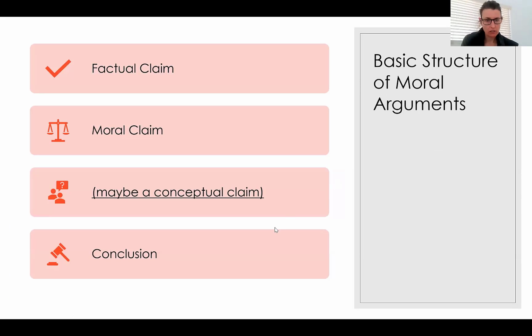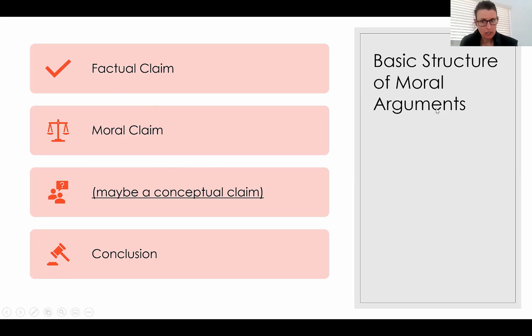Okay, so moral arguments often have factual claims, there's a moral claim, there may or may not be a conceptual claim in here. In your reading, they talk about there being a conceptual claim, and then the conclusion. Okay, and the order of these, in all logical arguments, the order doesn't really matter. The conclusion would logically follow despite the order. So you could put the conceptual claim first, you could shuffle these up depending on what you're saying.